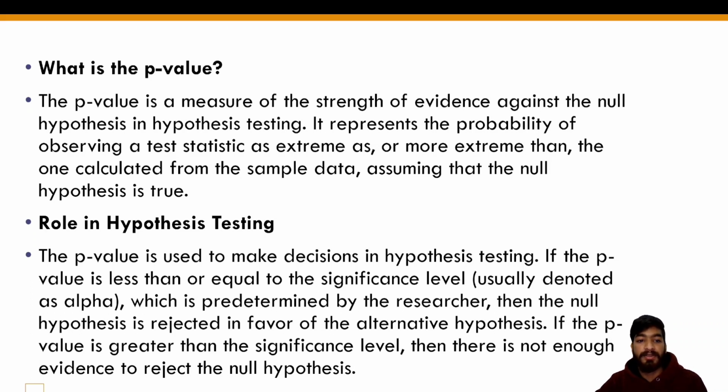Role in hypothesis testing. The p-value is used to make decisions in hypothesis testing. If the p-value is less than or equal to the significance level, usually denoted as alpha, which is predetermined by the researcher, then the null hypothesis is rejected in favor of the alternative hypothesis. If the p-value is greater than the significance level, then there is not enough evidence to reject the null hypothesis.